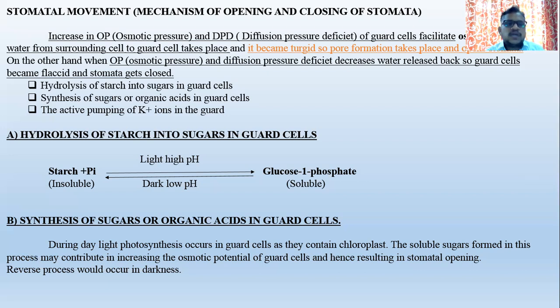Okay, so this is how the hydrolysis of starch into sugar in the guard cell controls the closing and opening of the stomata. The second important way in which closing and opening is regulated is the synthesis of sugars or organic acid in guard cells. Again, during the day, when sunlight is present, photosynthesis occurs in the guard cell because it contains chloroplast, as we discussed in the diagram. The soluble sugars formed in this process contribute to the osmotic potential of the guard cell and hence result in stomatal opening. And again, the reverse process would occur in darkness.